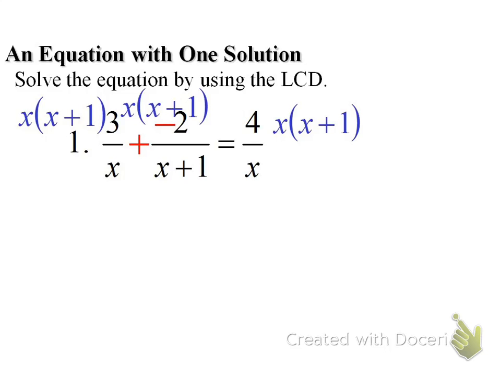Don't actually distribute, though, until you see what cancels. So if I multiply this first term by x times x plus 1, what's going to happen? The x's will cancel, right? So I can get rid of those x's.